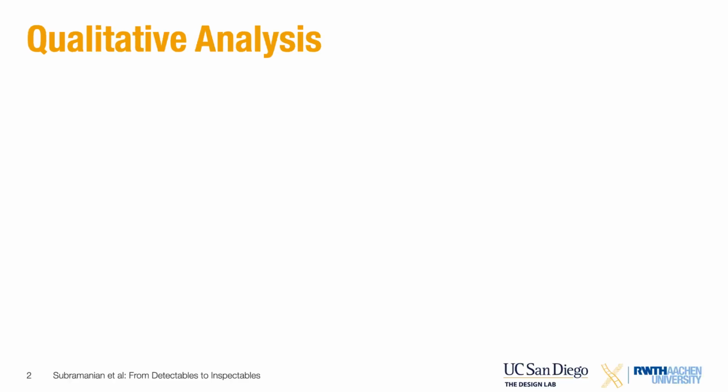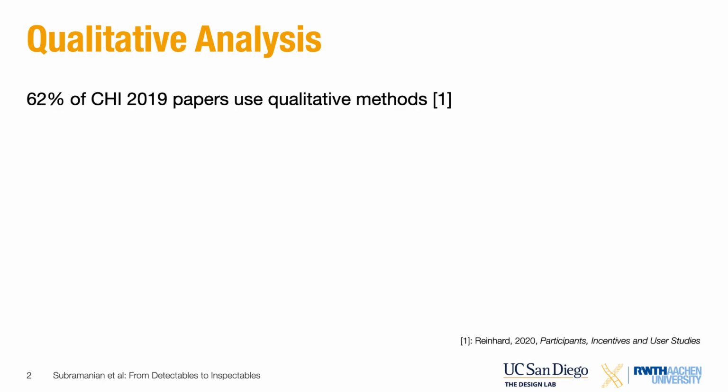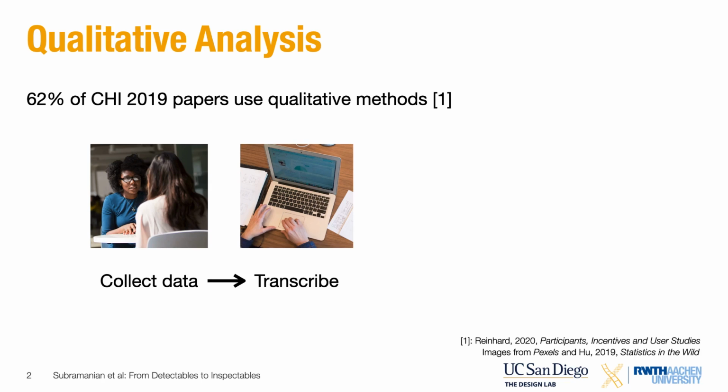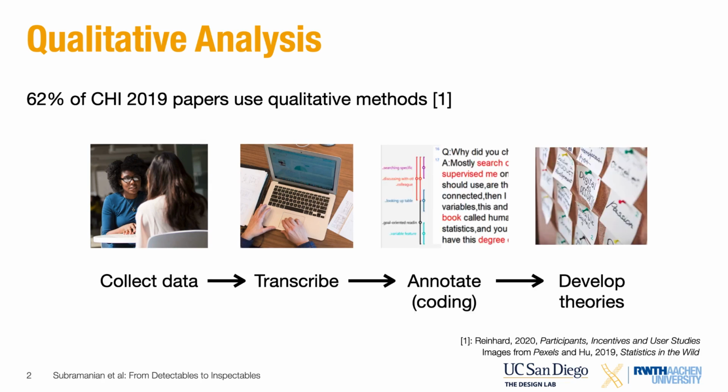Qualitative analysis is an important task in HCI research. For example, at CHI 2019, 62% of the papers used qualitative methods. In a typical qualitative research workflow, researchers first collect data using methods like interviews and focus groups. These data are then transcribed into a textual format, and these transcripts are annotated in order to develop theories.